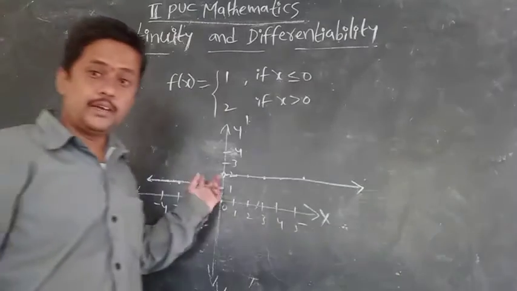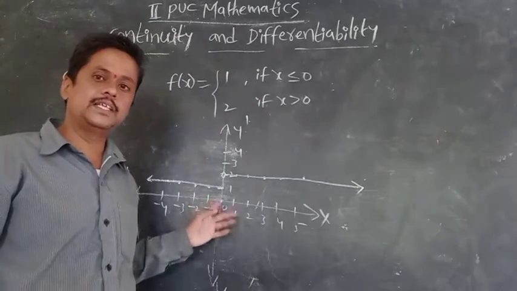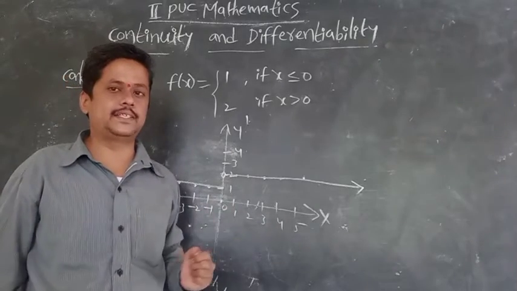Now you tell me whether this function is continuous or not. This is not continuous. Why?